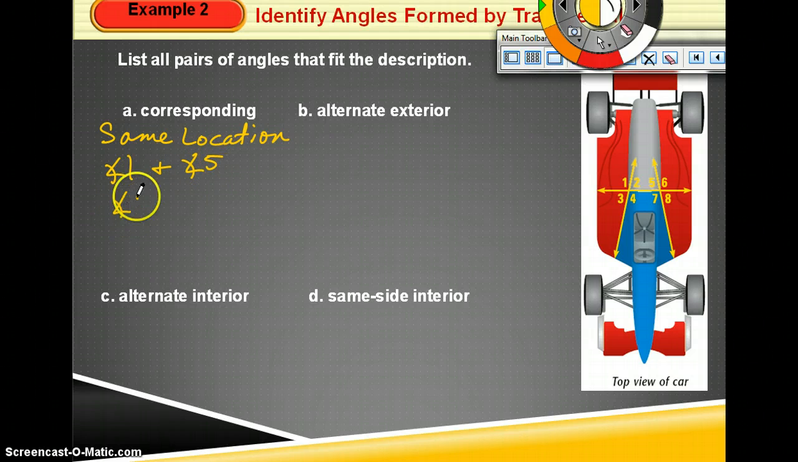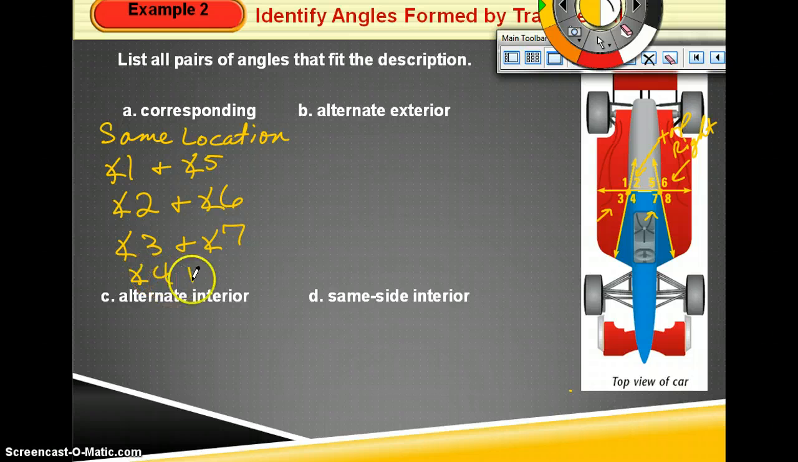If I say angle 2, what are you going to say? 2 is over here. If you look at the intersection, it's in the top right. So we need to find something at the other intersection that's in the top right when you look at that intersection. So that would be 6. So angle 2 and angle 6. And then how about angle 3? That's in the bottom left. So bottom left would be 7. And then angle 4 and process of elimination gives us angle 8.